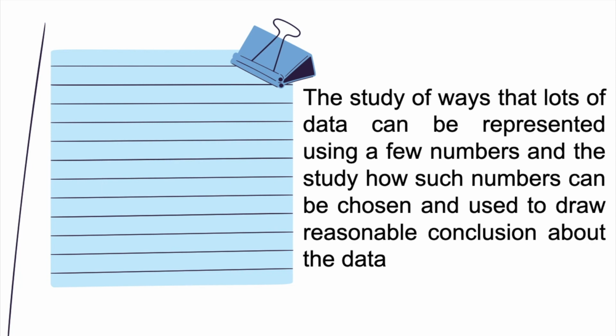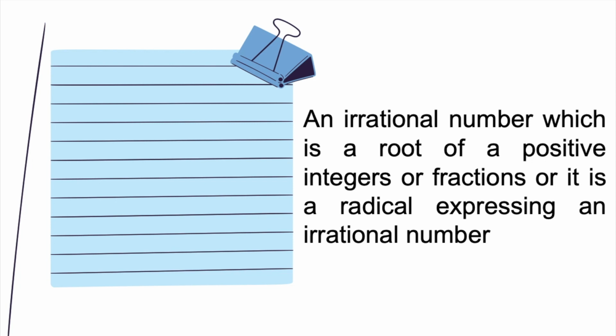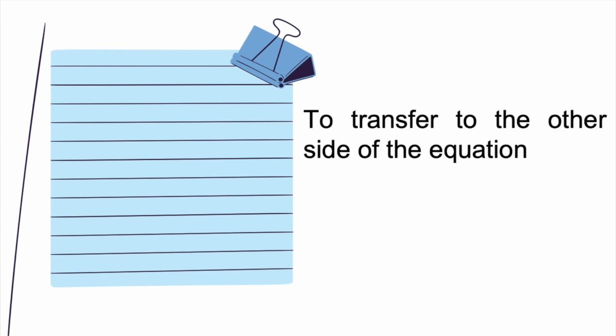The study of ways that lots of data can be represented using a few numbers, and the study of how such numbers can be chosen and used to draw reasonable conclusions about the data. Statistics. An irrational number which is a root of a positive integer or fraction, or a radical expressing an irrational number. Surd. To transfer to the other side of the equation. Transpose.